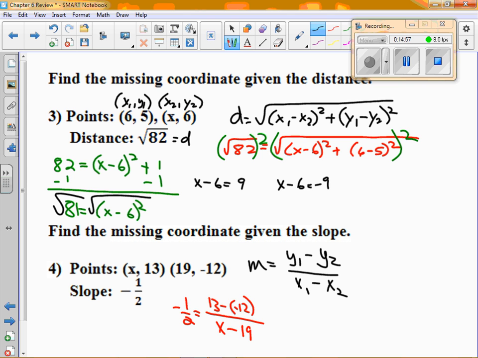Now watch, you get two entirely different answers based on whether it's x minus 6 equals 9, because then x equals 15, or x minus 6 equals negative 9, because now when you add 6, negative 9 plus 6 is 3.